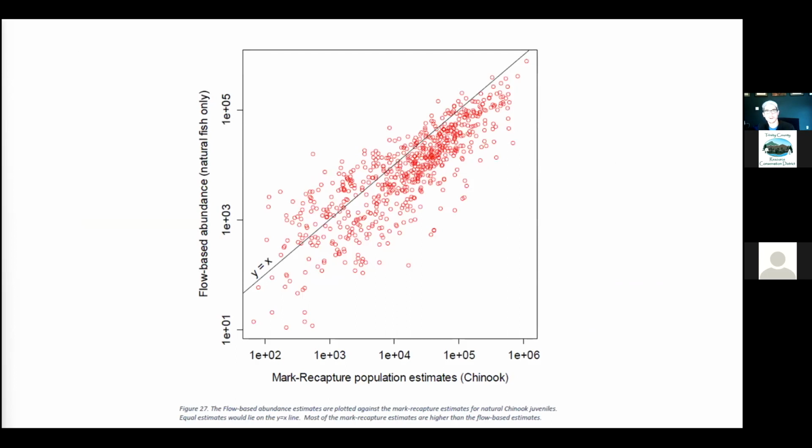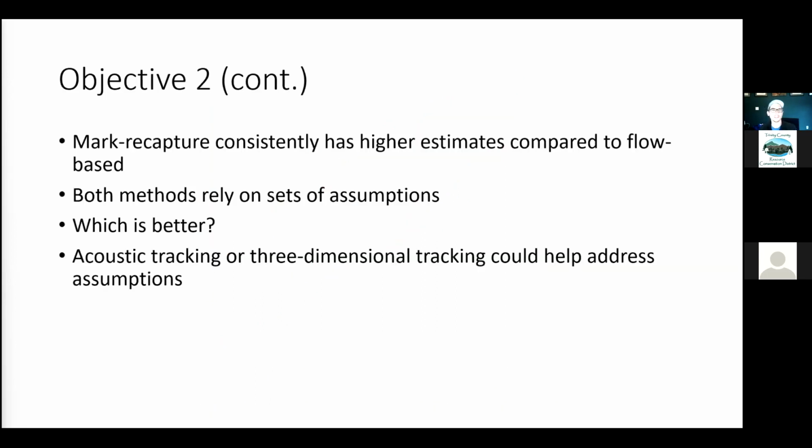So this figure shows the mark recapture estimates plotted against the flow-based estimates, and the y equals x line means that they're basically even. Everything along that line would be an even estimate. And you'll see that there's a lot more red dots below the line. So that means that we're consistently having higher mark recapture population estimates. And so we'll talk a little bit about why that is.